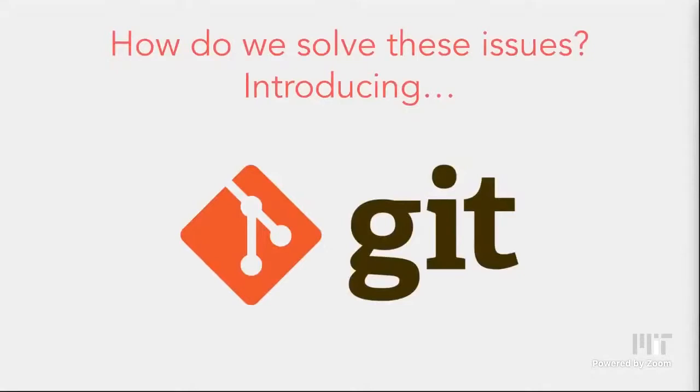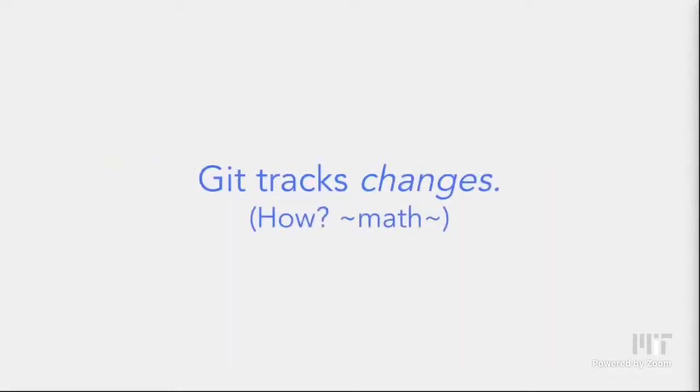So the way that we actually solve these issues is a system called Git. And what does Git do? Git actually tracks the changes in your code base. And how does it do that? It uses math.